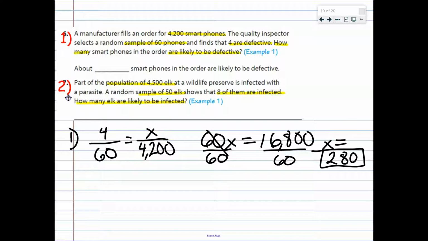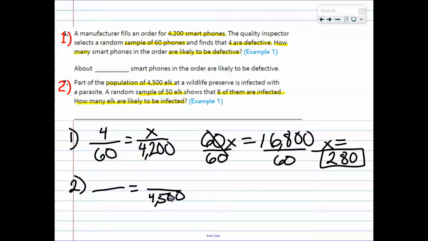Okay, now go ahead and hit pause, and you're going to write down example 2 here, just the highlighted parts to make it easier for you. Okay, now that you have that written down, let's take a look at it. We're going to set up a proportion again. We're going to put our sample over here, our population over here. Well, it starts with the population, so I'll just start there just to make it a little different. Maybe that makes more sense to you.